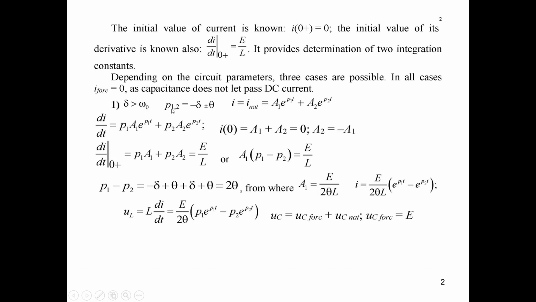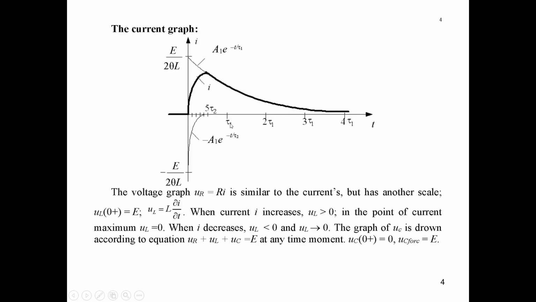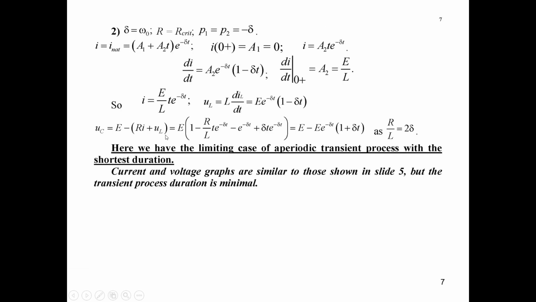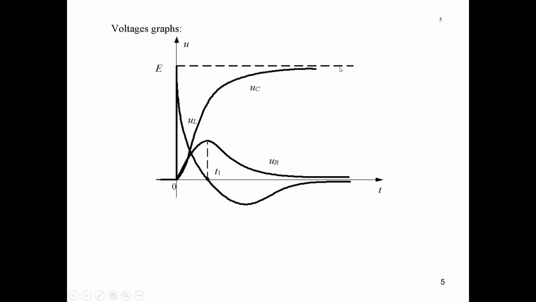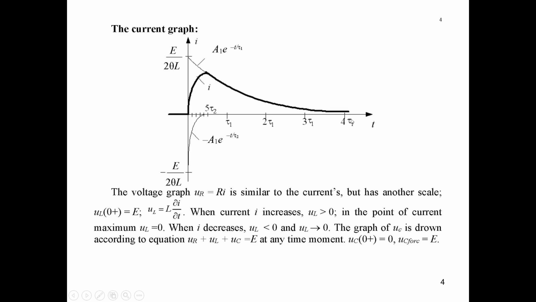Such a correlation of the parameters gives us delta greater than or equal to omega 0, and we will have these cases when the resistance R of the considered circuit is greater than or equal to the critical level. Its critical level is 2 multiplied by square root of L over C. We have the so-called aperiodic transient processes, processes when current does not change its sign. It's either positive or negative all the time during aperiodic processes.